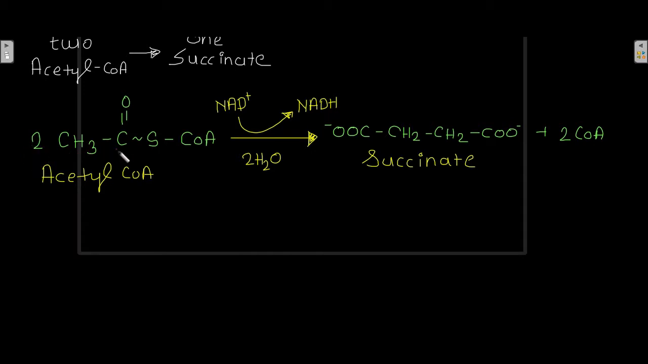Okay, these are the two molecules of acetyl coenzyme A, and they are converted into this succinate molecule plus two coenzyme A molecules, and in this reaction NAD plus is reduced to NADH. It means this is an oxidation reaction.